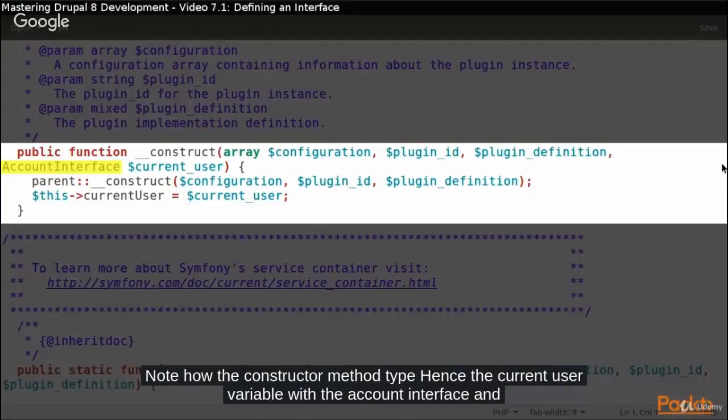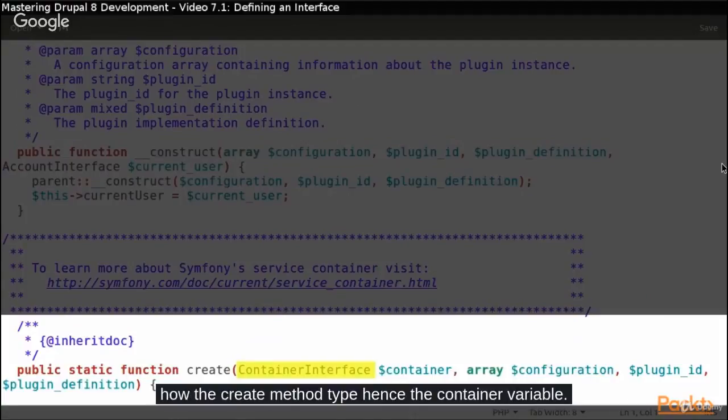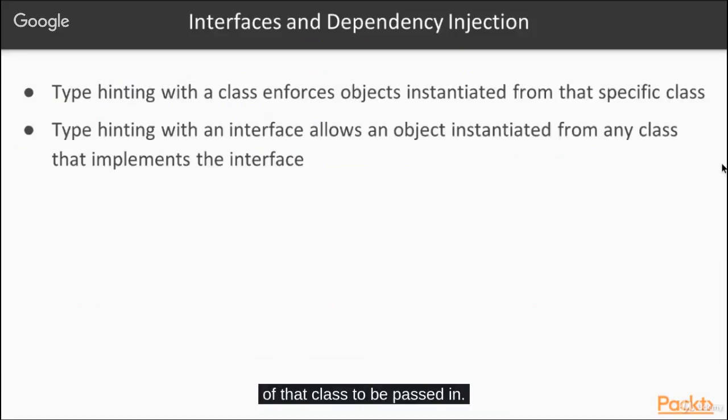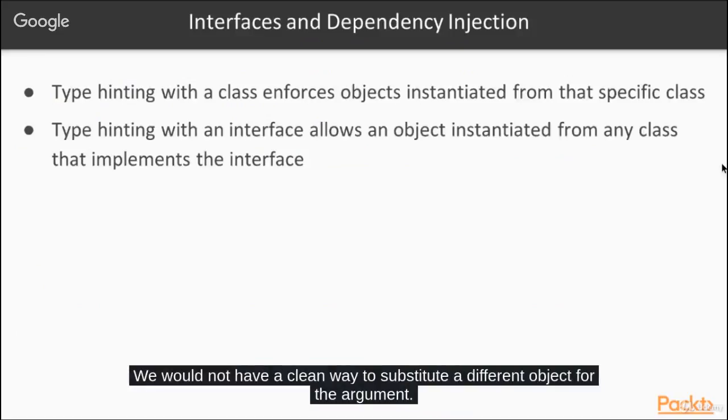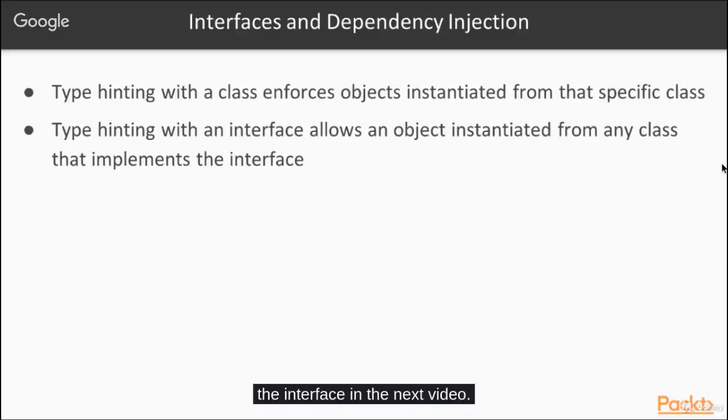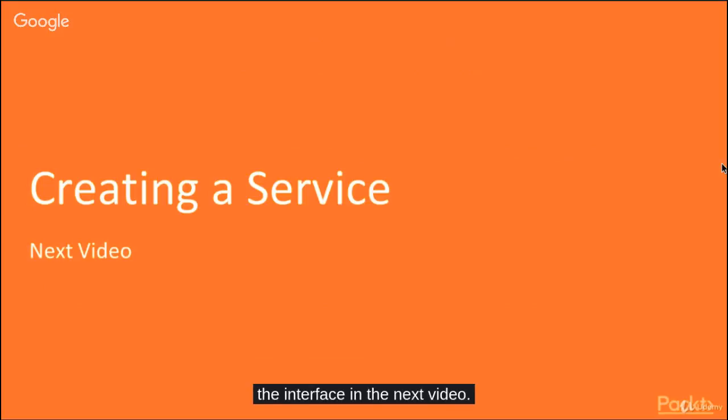Note how the constructor method type hints the current user variable with the account interface and how the create method type hints the container variable with the container interface. If we type hinted with a specific class, then PHP would accept only an instance of that class to be passed in. We would not have a clean way to substitute a different object for the argument. However, since we are type hinting with an interface, we can pass in an object of any class that implements the interface. In the next video, we will look at how we implemented our interface.